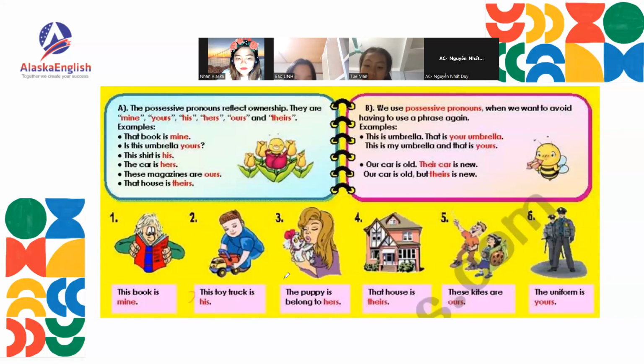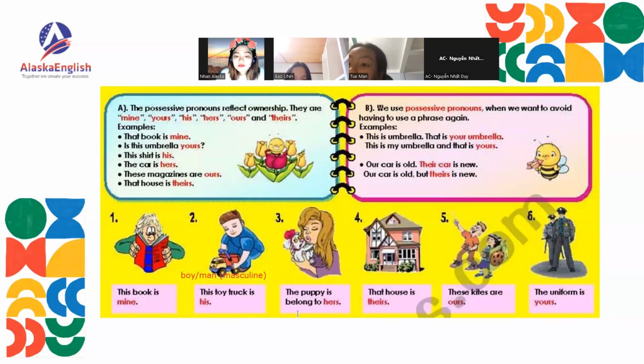This toy truck is his. We use his for, when do we use his, Baoling? If we are referring to a boy, very good. To a boy or a man, or meaning masculine, all right? Do you still remember that term? Masculine. Okay. And number 3, Tuiman.